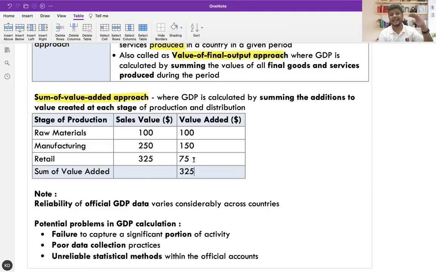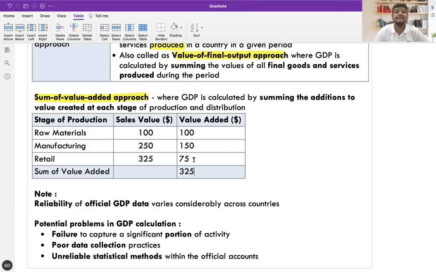Then I don't have to take the individual values. And if I'm taking the individual values, then I just have to take the value addition, the incremental value at every stage. Clear? Will both be different? No, both will give me the same output. Correct? Yes or no? Yes.